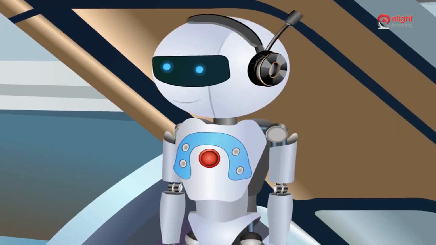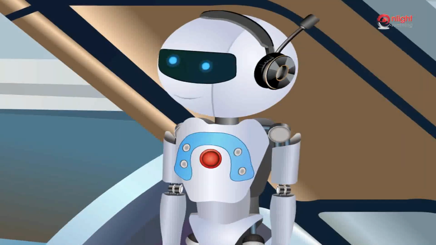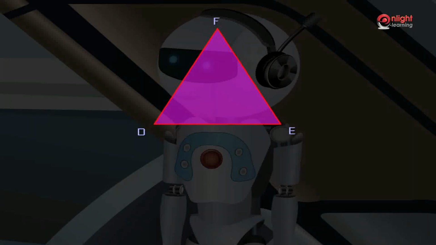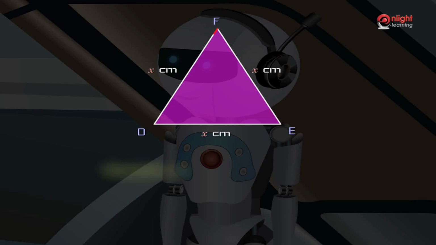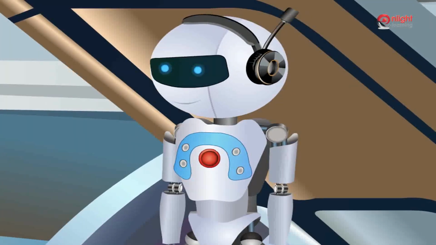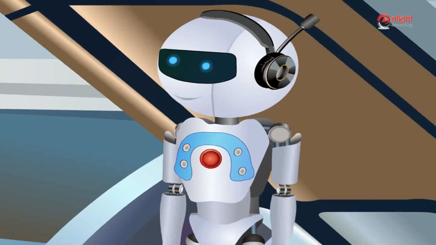Some triangles have two sides equal in length. For example, consider triangle PQR. The lengths of sides PQ and PR are equal to A centimeters and the length of the side QR is B centimeters. The perimeter of the triangle PQR hence is equal to A plus A plus B centimeters, which is equal to 2A plus B centimeters. Let us solve a problem to better our understanding of the concept.